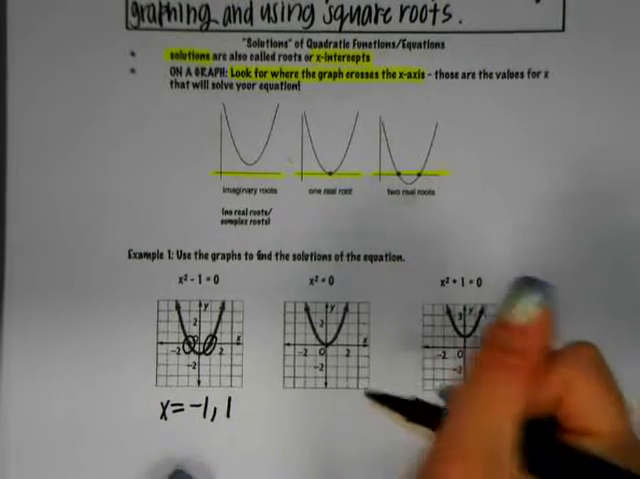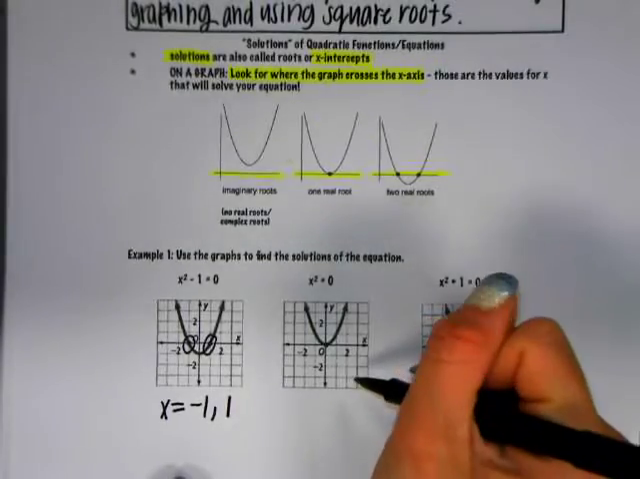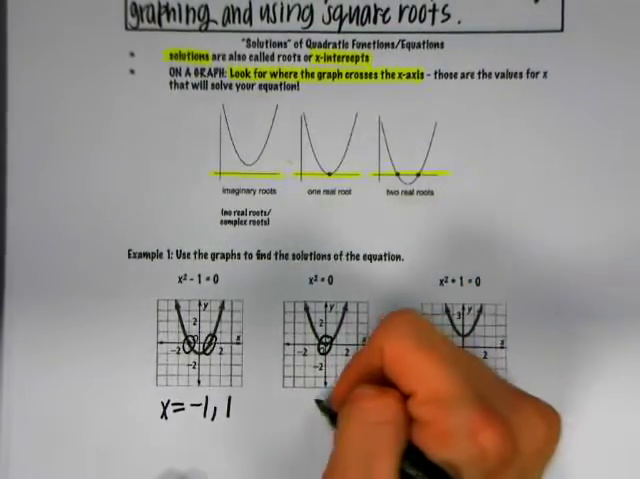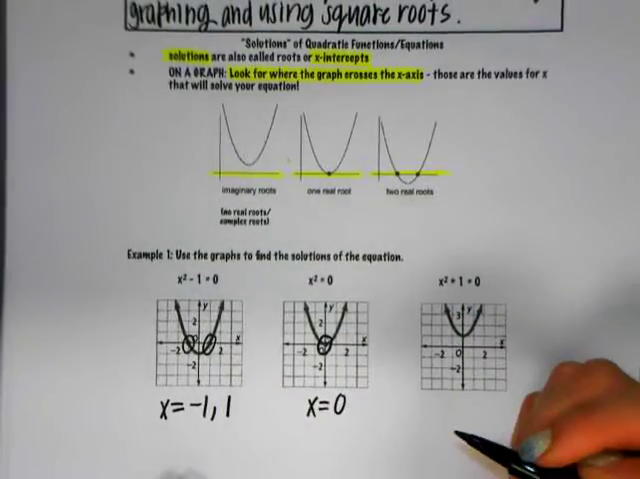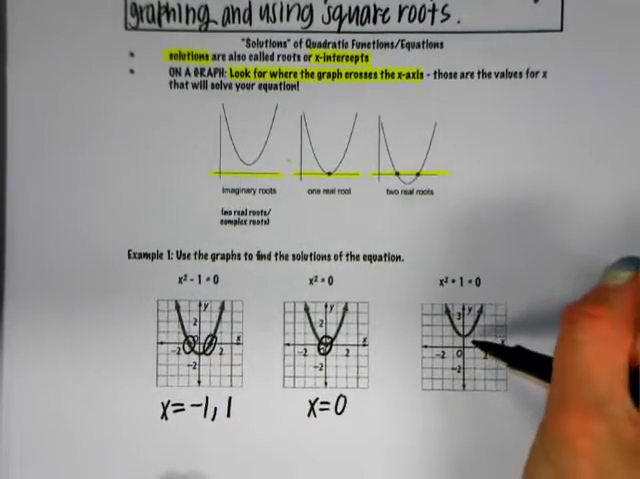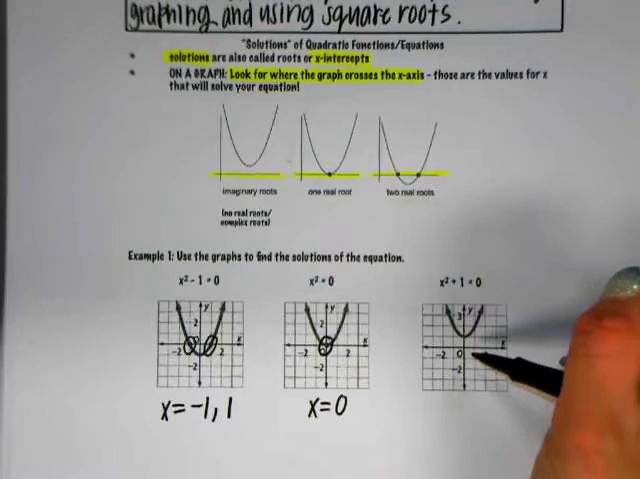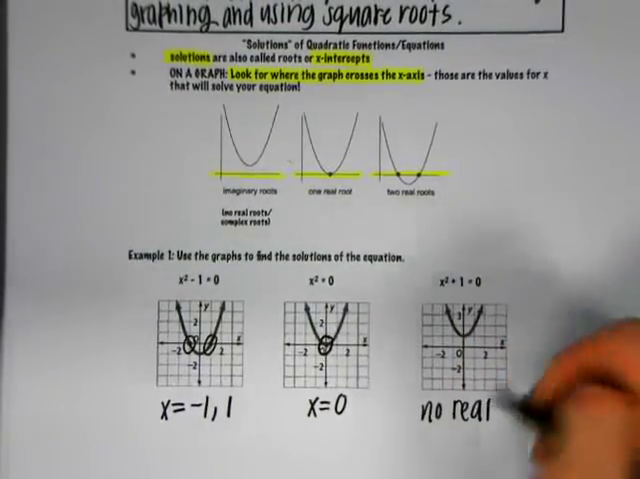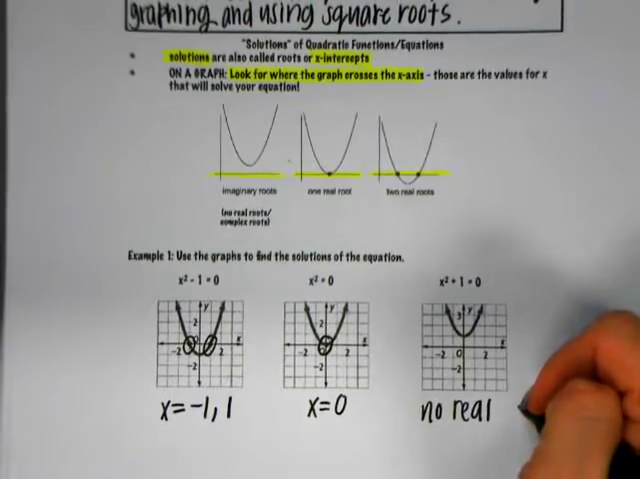How many answers are we going to get for this one? Just 1, right here where it's crossing the x, and that's x equals what? 0? Yep. And for this one, how many solutions are we going to have? None, so you're going to say no real roots, or you can say complex roots, or imaginary solutions, however you want to say it.